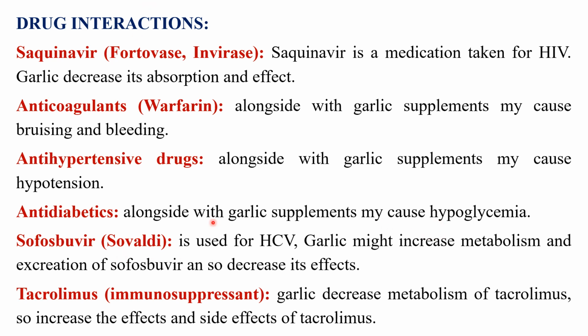Also, garlic interferes with other medications such as sofosbuvir, known in Egypt by the brand name Sovaldi, which is used for the treatment of hepatitis C virus patients. Garlic might increase the metabolism and excretion of Sovaldi and so decrease its effect. Also, with immunosuppressant drugs such as tacrolimus, garlic decreases the metabolism of tacrolimus, so it increases the effects and side effects of this drug.